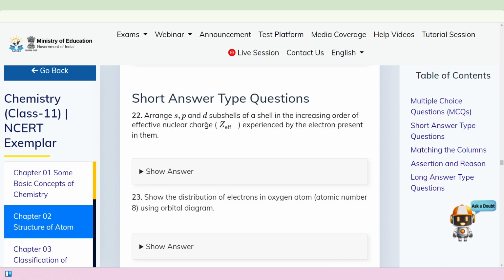Arrange S, P and D orbitals. These are short answer type questions. Okay, you have to give the short answer. Arrange S, P and D subshells of a shell in increasing order of effective nuclear charge. So this is a very subtle question and a very good one. So how does the energy vary in the case of S, P and D orbitals? For that, you have to look at the shape, right?